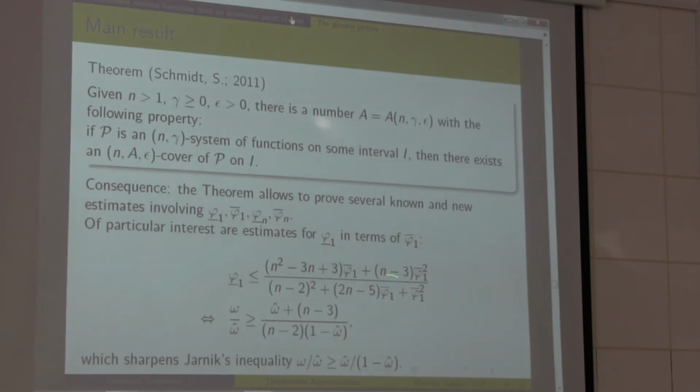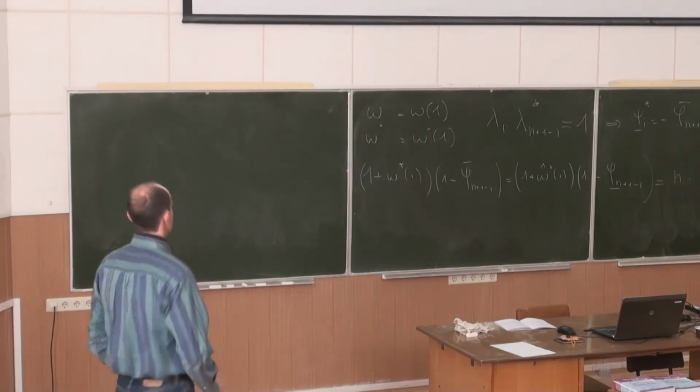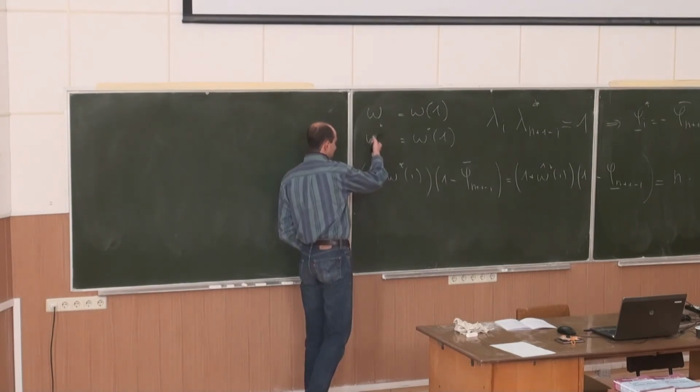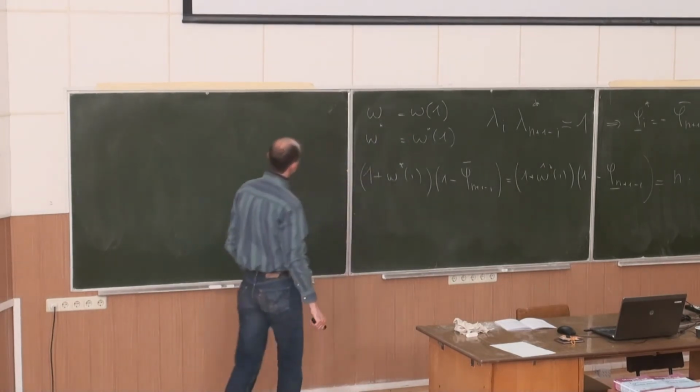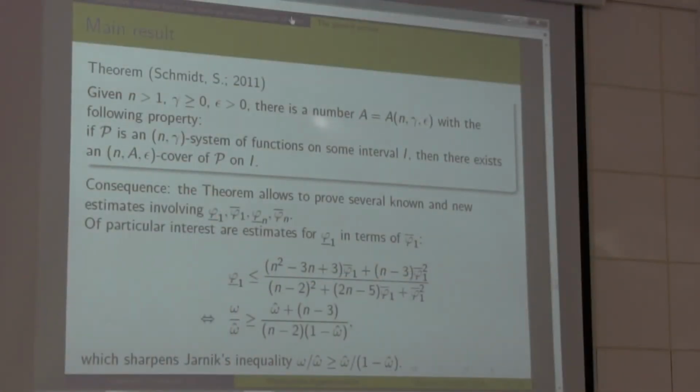The estimate here looks a little bit messy, but if I rephrase it in terms of omega and omega hat, where omega is what I define as omega 1 and omega hat is what I define as omega hat of 1, then you get this estimate. If you compare that to Yannick's inequality, which I wrote here, you see that you get an improvement of this inequality for all n strictly greater than 3. Whereas, of course, in the case n equals 3, you get the same as Yannick's inequality says.